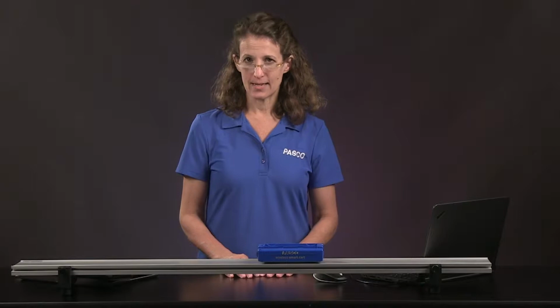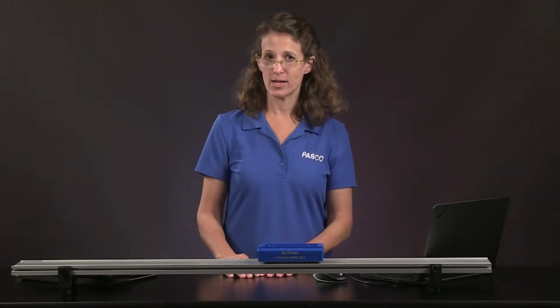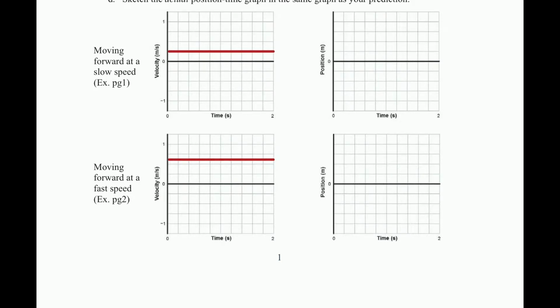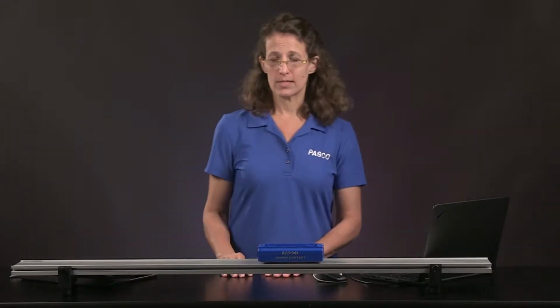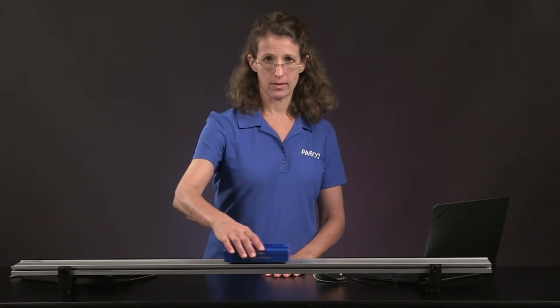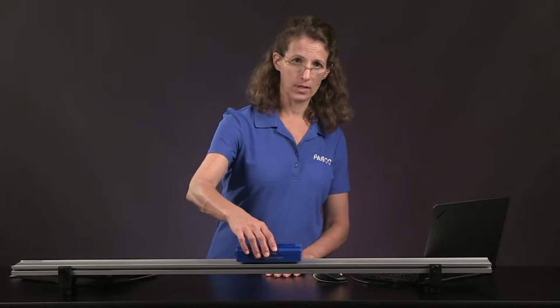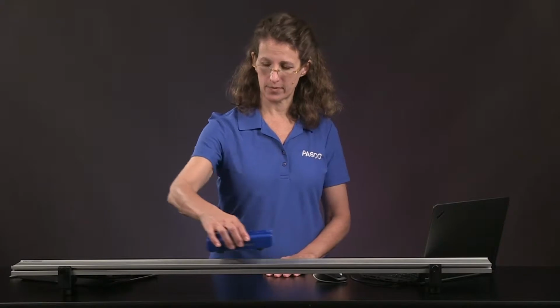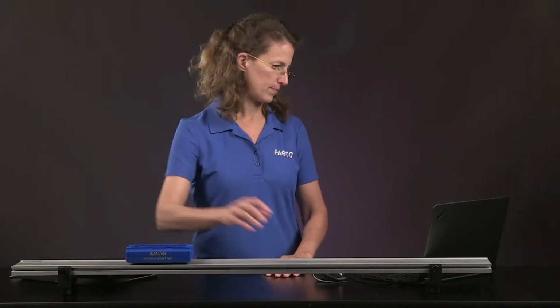For each velocity time graph, students will sketch a prediction. As an example, when the velocity is small, constant, and positive, the position graph will have a small, constant, and positive slope. Students can play with the motion of the cart and find that moving the cart slowly forward will agree with the velocity time match graph. Let's give that a try.